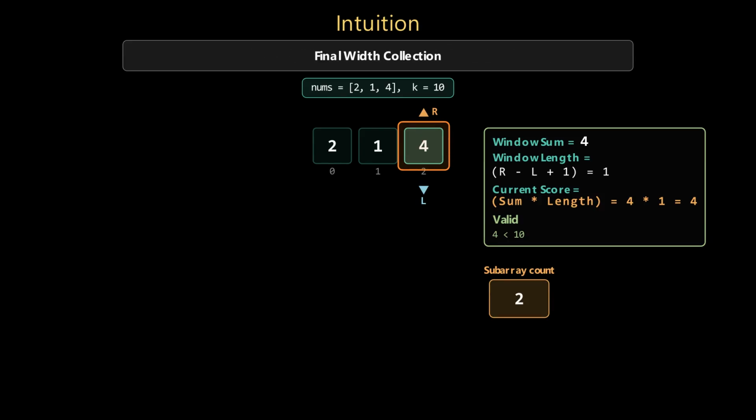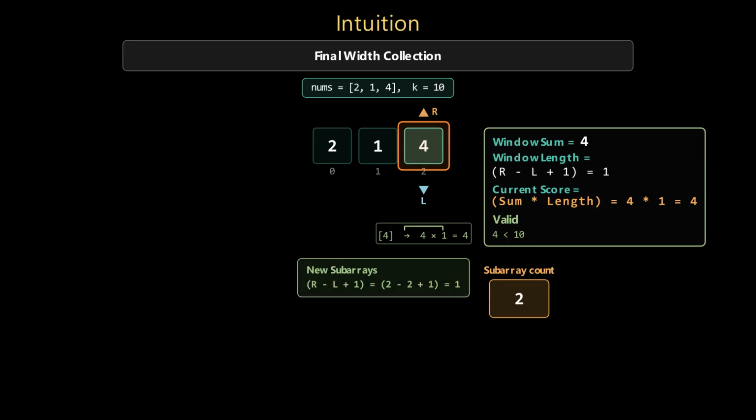Now that our window is back in a safe state, we run our width check one last time. The window's width is 1, meaning it contributes exactly one new valid subarray ending at this position, the number 4 by itself. We add it to our vault, completing our single forward sweep across the array to find a grand total of 3 valid subarrays.